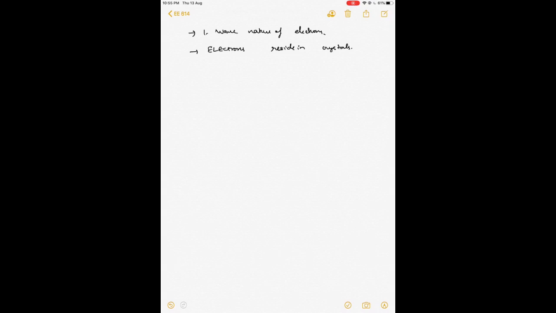I'm sure you must have seen this somewhere in your undergrad or other courses, but we'll just have a short introduction so that the next time we go into the band structure and everything, we hope everybody will be on the same page. Right. So let's start with crystalline solids.